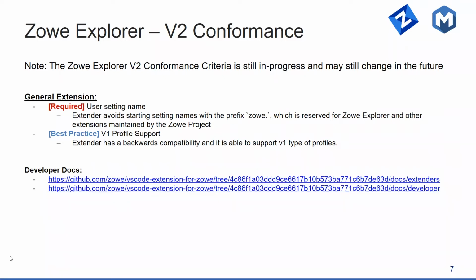We have a new criteria that we will add in the general extension, which we will set to best practice, and that is the V1 profile support. It means that extenders should have backwards compatibility, and be able to support V1 type of profiles. I've added links for our developer docs here. If you are interested, you can check out some of the rules that we've added to help you create your extension.